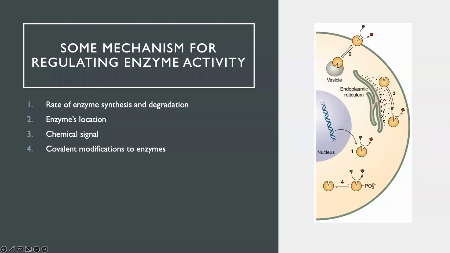All right, so these are just some mechanisms for regulating enzyme activity. So you can regulate the rate that enzyme synthesis and degradation is occurring. The enzyme's location can aid and regulate the activity. So remember, we talked about chymotrypsin and how it moves through the system and is then activated. A chemical signal can help regulate enzyme activity. And you can also have modifications to enzymes. So you can have, for example, the addition of a phosphate or the deletion of a phosphate group to activate or inactivate your enzymes.